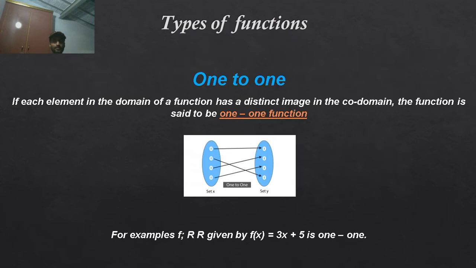Types of functions. One to one. If each element in the domain of a function has a distinct image in the codomain, the function is said to be a one-to-one function. This is a one-to-one function graph example. For example, f from R given by f of x is equal to 3x plus 5 is one to one.